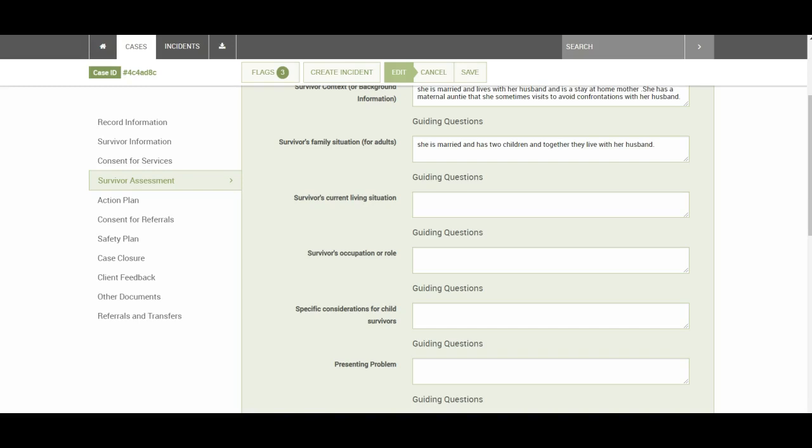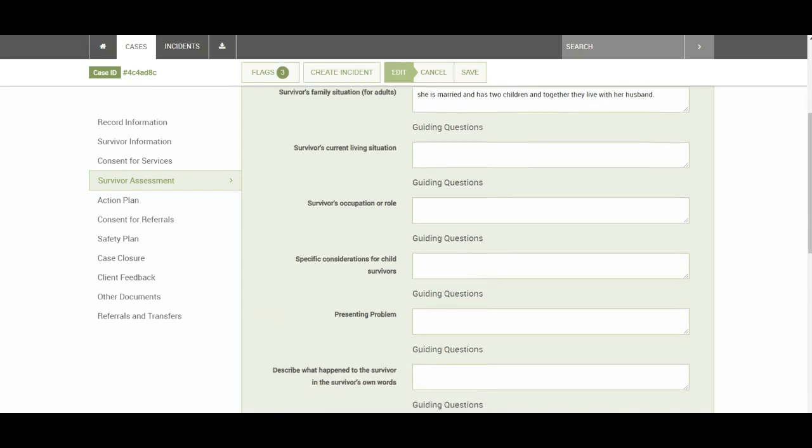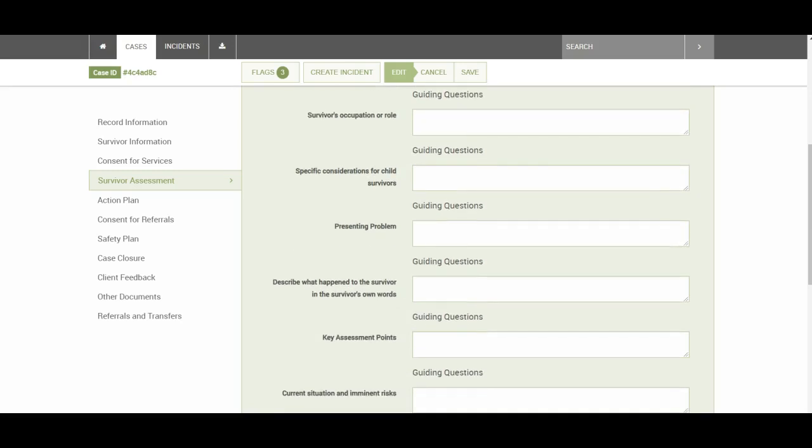For child survivors, there are special considerations. Does she live with her parents? If her parents or guardians are not the perpetrators, do they know about what happened to her? Who are the other family members present in the client's life on a daily basis? Does the survivor have other relatives that are present in her life? These questions all give us information about her context.